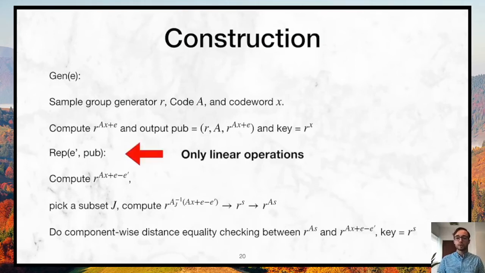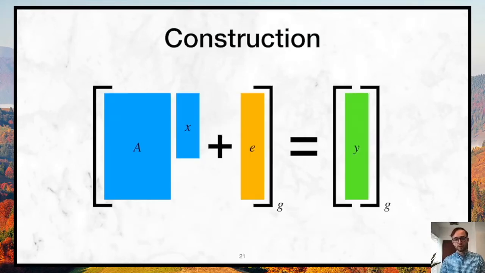I will note here that in our decoding procedure and reproduce, we only do linear operations. This means that we can do this in the exponent of a group. Here's a more graphical representation of our construction. As you can see, we have the same variables, AX plus E, and we're representing them in these brackets as saying that they're encoded in the group. We use a G here instead of R, but you can just think of this as being in the group under a random generator R.